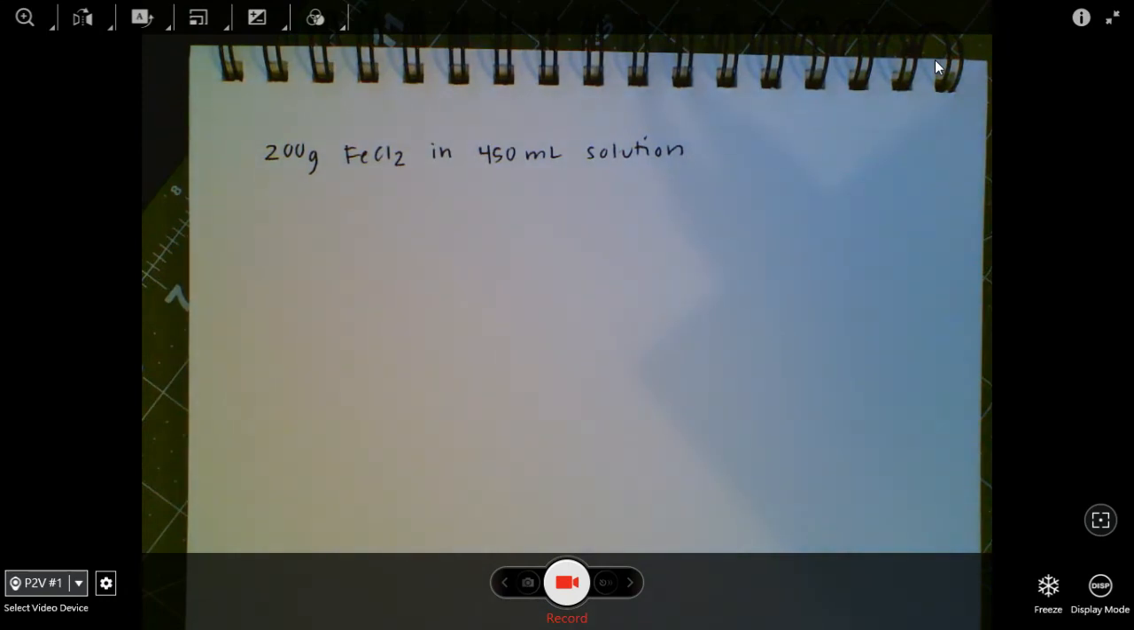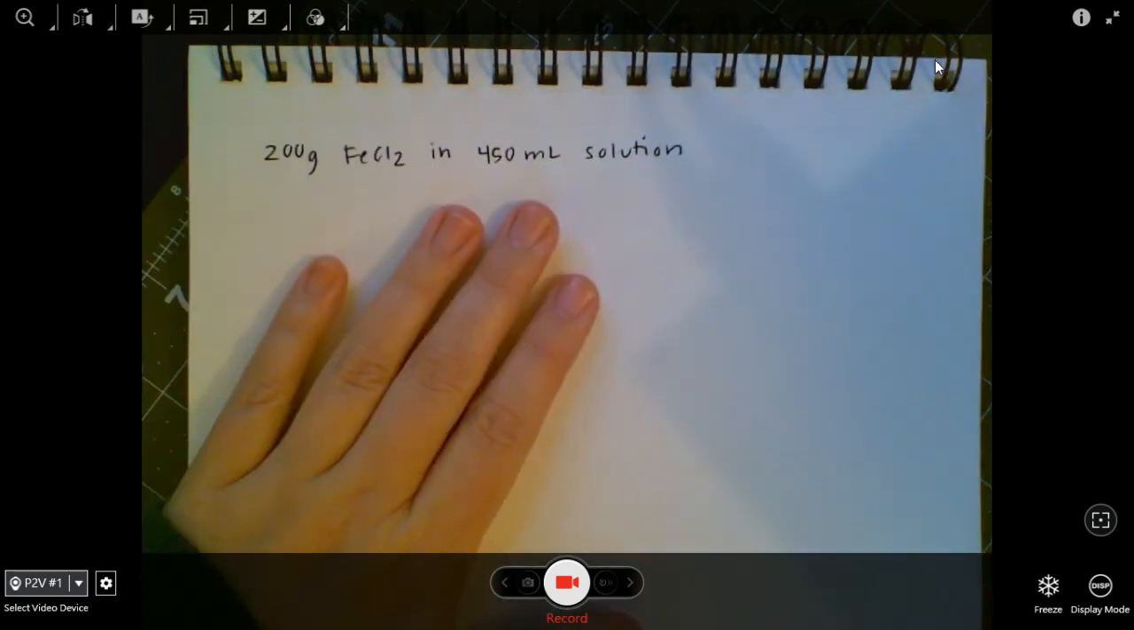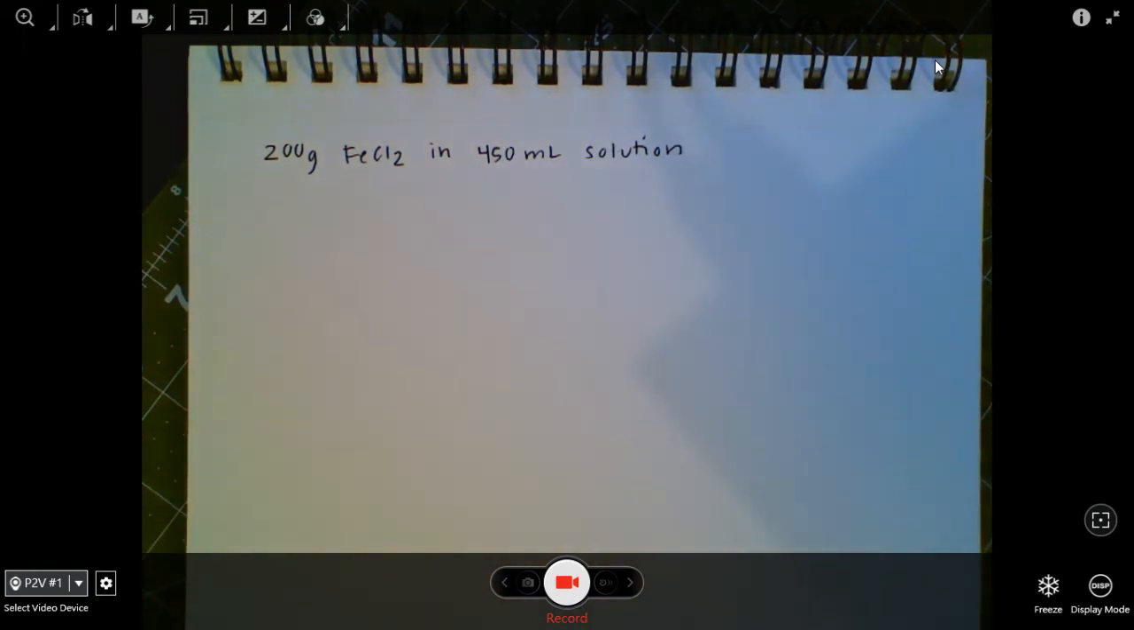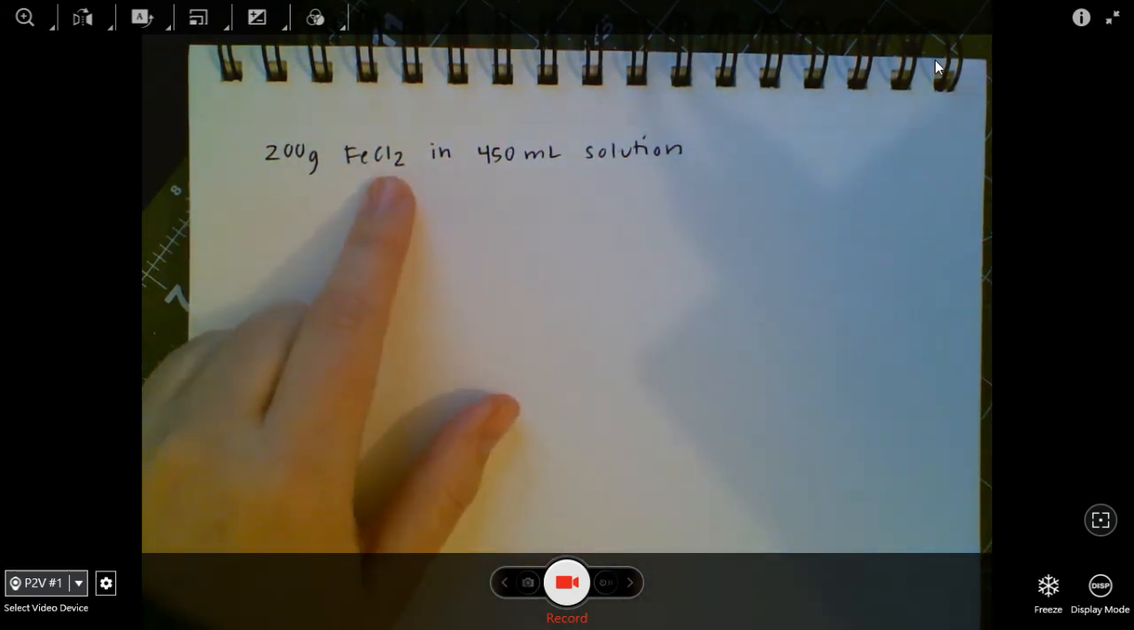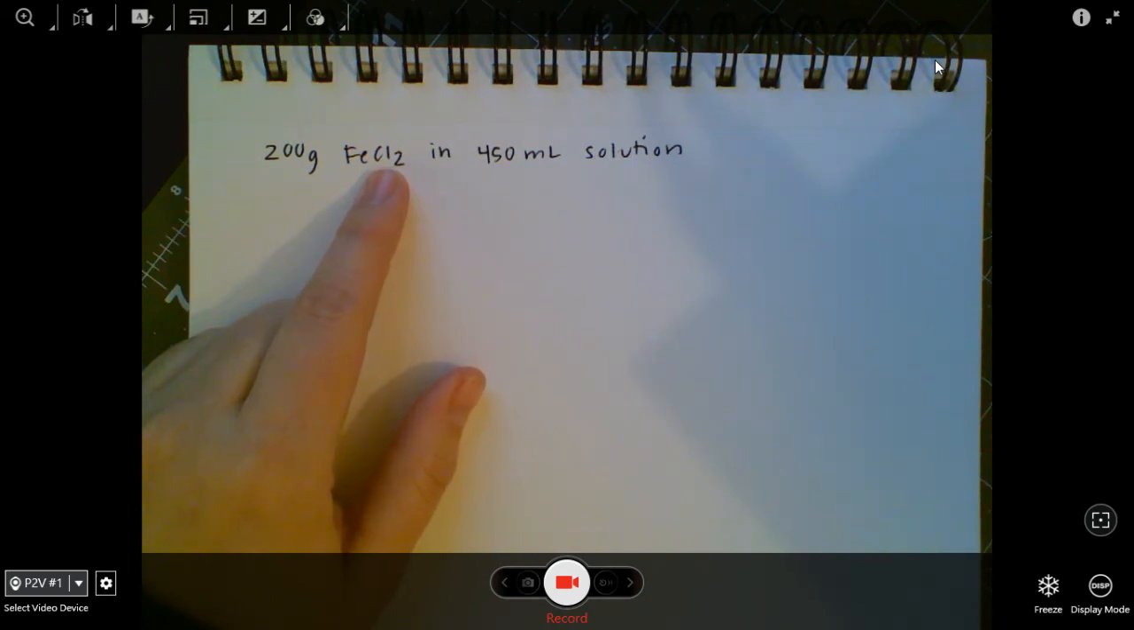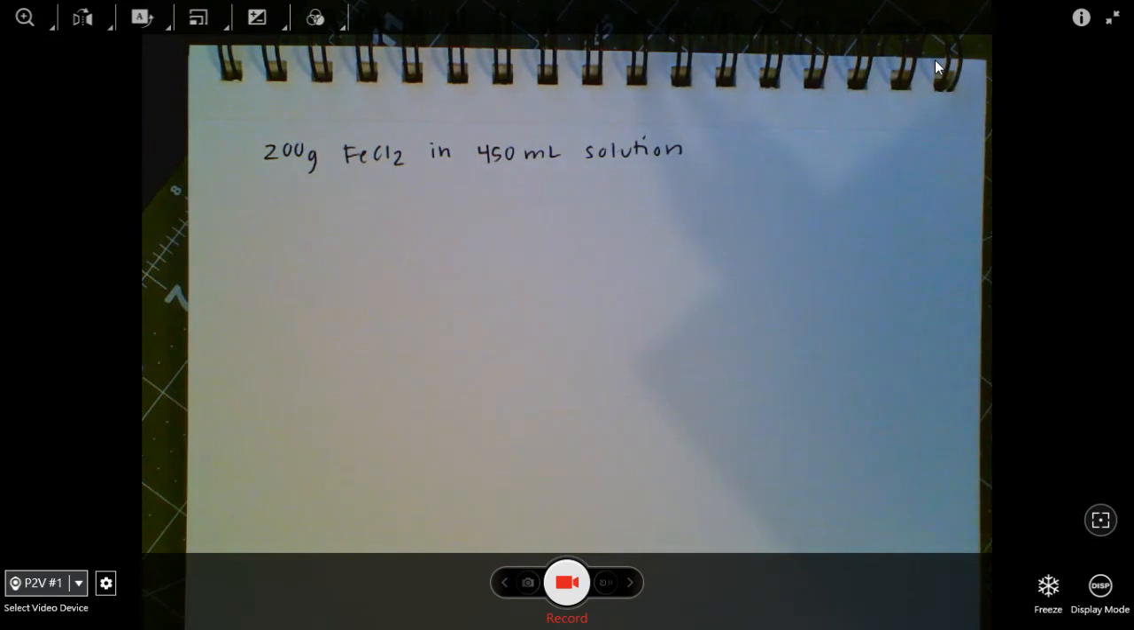Okay, so FeCl2 in 450 milliliters of solution. When I look at a solution problem, the biggest thing that I do is I try to identify what type of compound I have. Do I have an ionic compound or a covalent compound? It might not be necessary for the problem, but I always try to give myself a mental picture when I'm going through this.